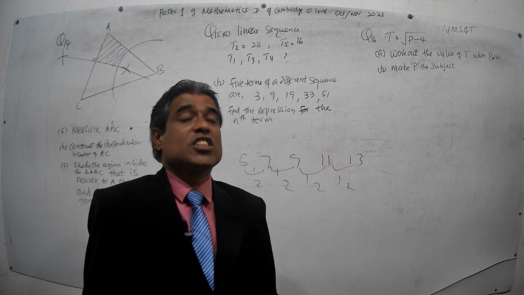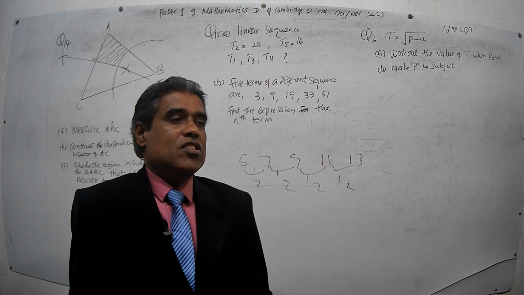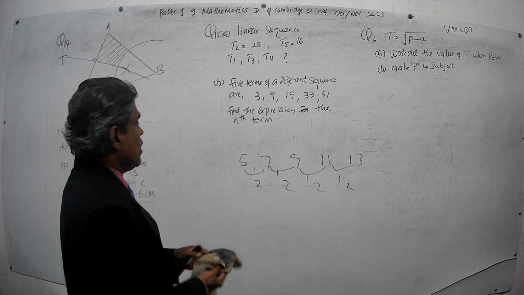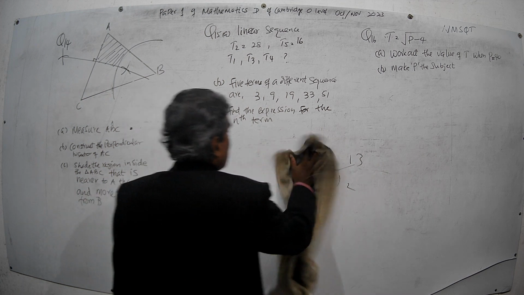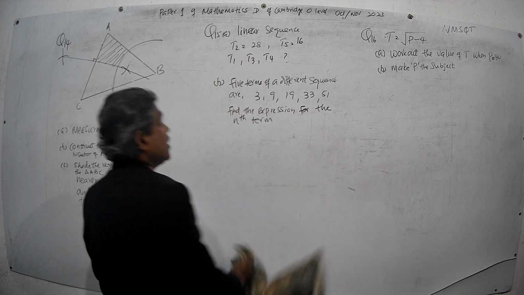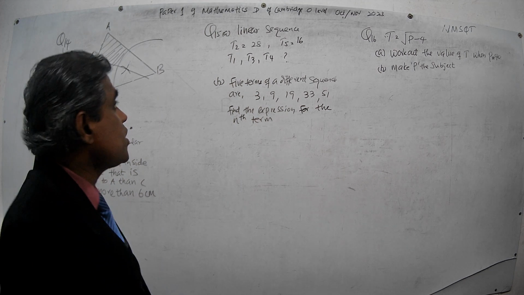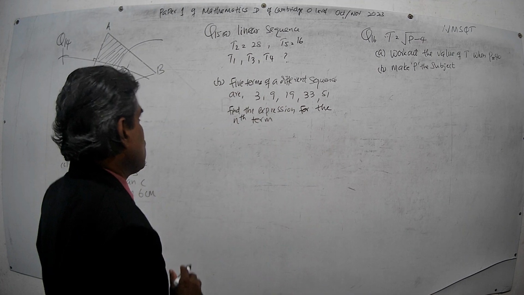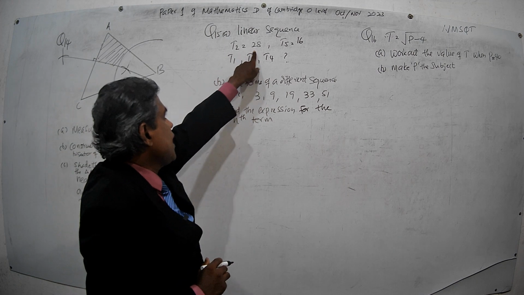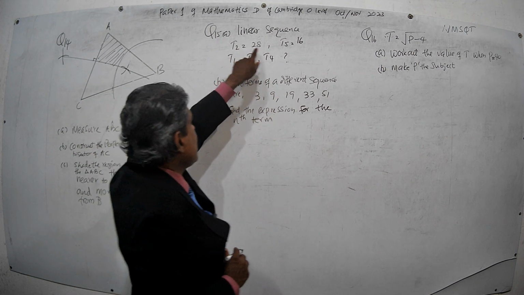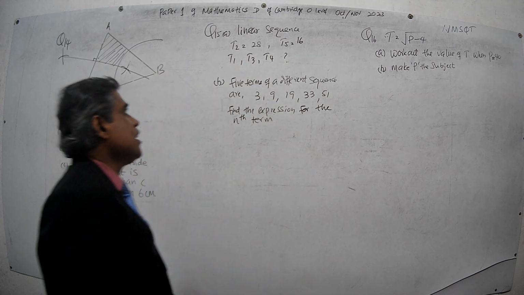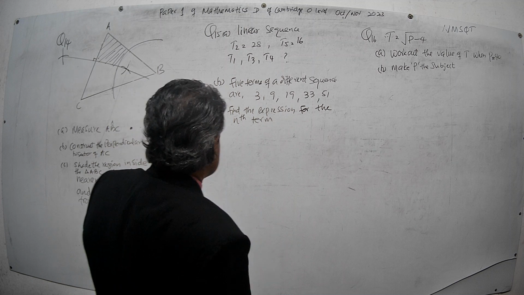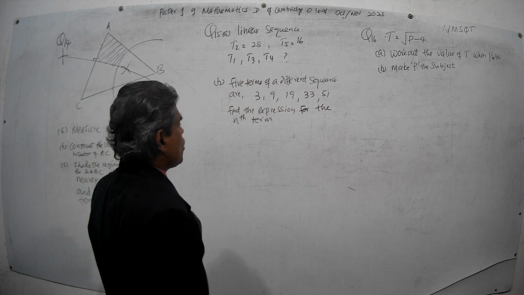That there is a common difference, a fixed difference, between every pair of consecutive terms. That is what we call a linear sequence. Now here it says there's a linear sequence. Sorry, its second term is 28. Its fifth term is 16. Then we are asked to find the first term, third term, and fourth term.